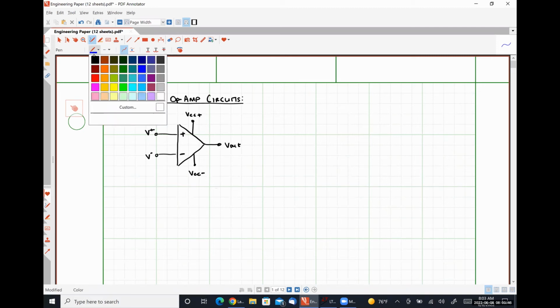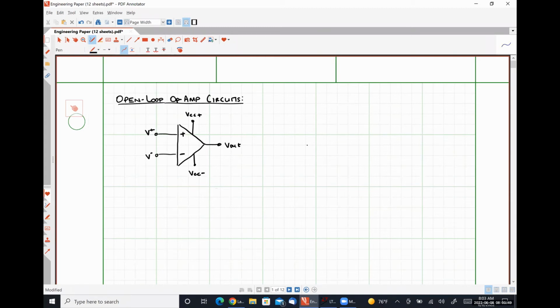So if we were to look at a signal flow diagram or a very generic amplifier circuit where we have some input signal X of t, our amplifier characterized by some gain A, and then our output terminal here, Y of t. In this simple open loop configuration, our output Y of t is simply A times the input signal X of t.